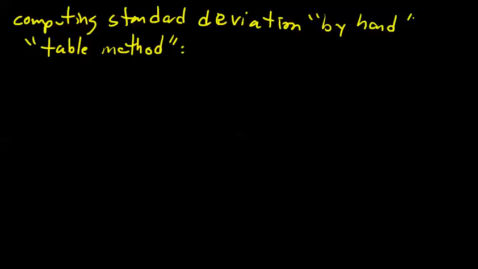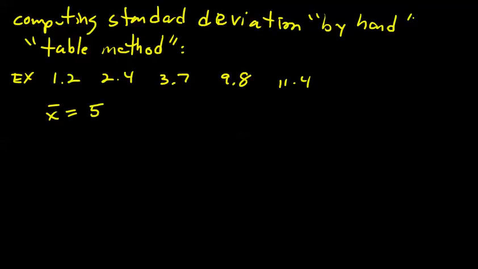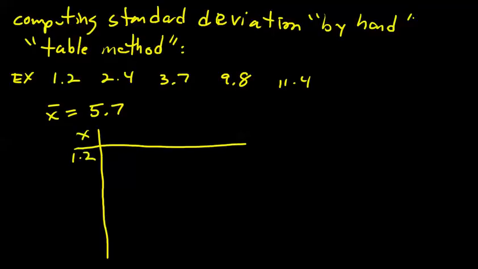Here's a data set: 1.2, 2.4, 3.7, 9.8, and 11.4. And I previously computed the sample mean from this data set, and it's 5.7. All right, to compute the standard deviation, what I'm going to do is create a table. I'm going to list all of these data values.